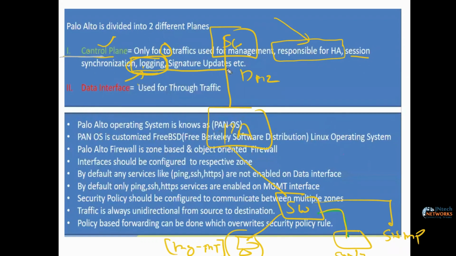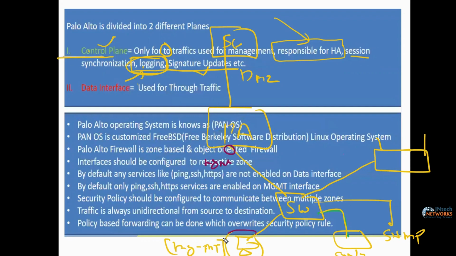Signature update. Palo Alto is a next generation firewall. So if you want to use next generation firewall features, yes, you need to download the latest signatures from updates.paloaltonetworks.com. Signature update is a part of the control plane. So what do we need? I need a separate ISP connection. This is a Wi-Fi modem. I need a separate Wi-Fi connection for my Palo Alto. This is the management port, MGMT port.